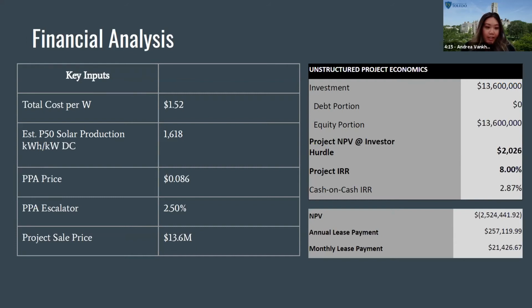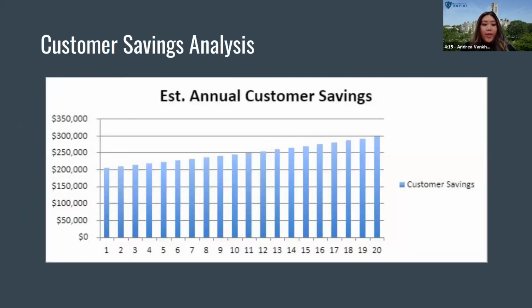I just want to say again that we focused heavily on the IRR and NPV, so we had an IRR of 8%, which matched the hurdle rate, and an NPV of $2,026. We also found the annual lease payment of $257,000, or a monthly lease payment of $21,000. We estimated the average annual customer savings would be almost $248,000, and then in year 20, the savings will be $297,000.